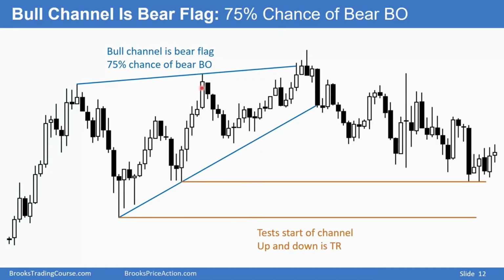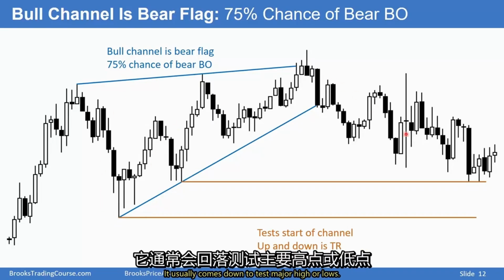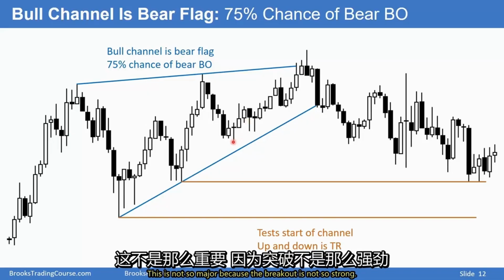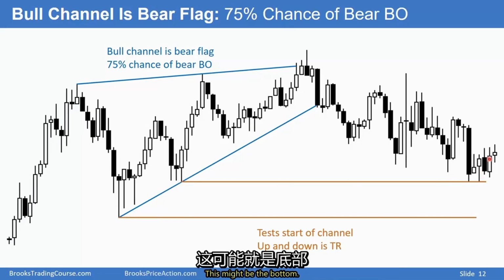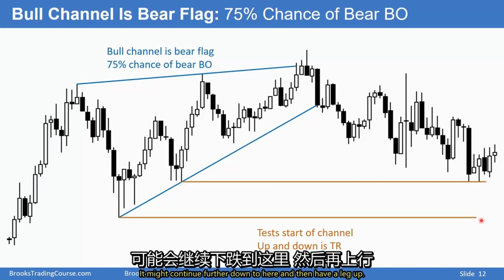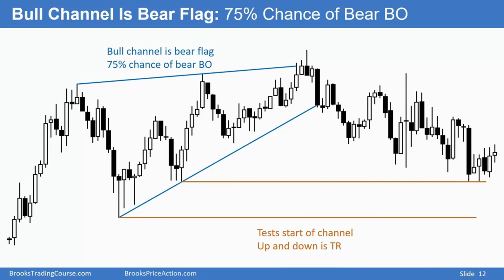It usually tests a major high or low. For example, this is a major high or low, a strong rally to a new high. This is another major high or low. It usually comes down to test major higher lows. This is not so major because the breakout's not so strong. But here or here are reasonable targets for the bottom of the trading range. This might be the bottom. It might continue further down to here and then have a leg up. So leg up, leg down, maybe a leg up afterwards.